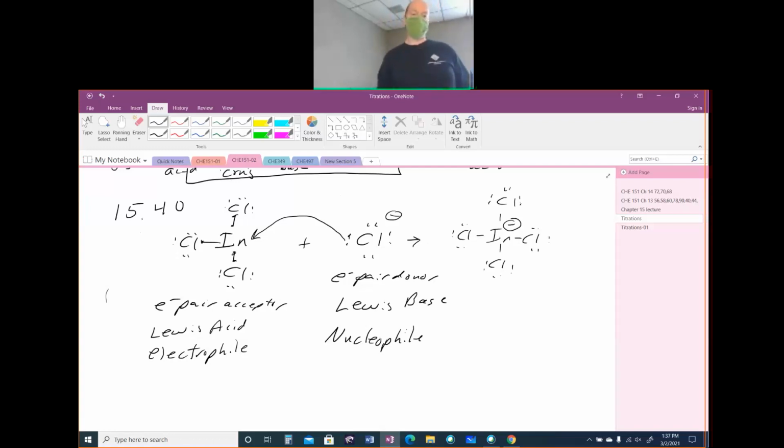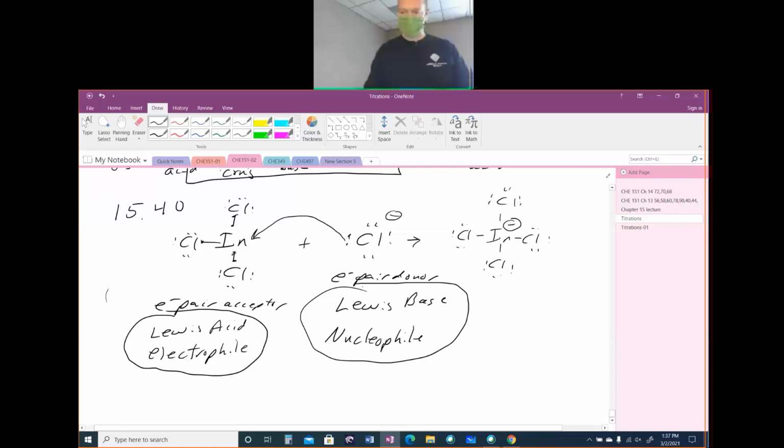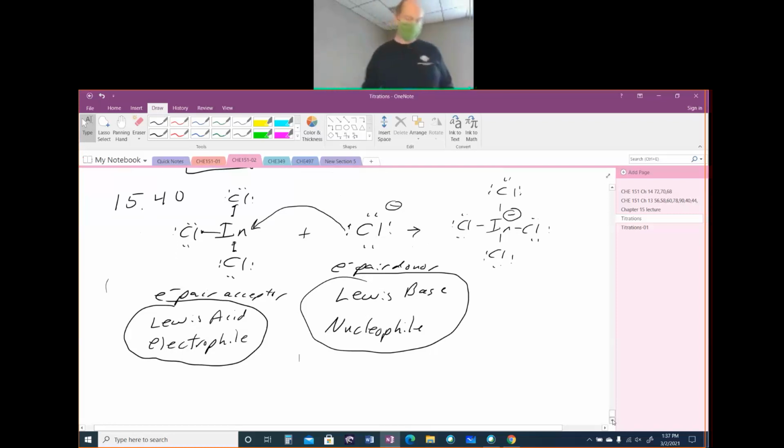All right, but we call them both. So if you have a Lewis acid, you have an electrophile. If you have a Lewis base, you have a nucleophile. We are going to most likely just stick with the Lewis acid, Lewis base system, but you should know an electrophile is something that would love to get electrons. That is a Lewis acid. Nucleophiles are looking to attack something, and that is your Lewis base. All right, so that was part A.